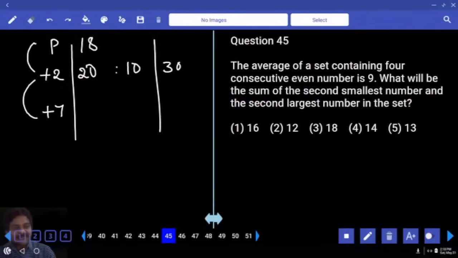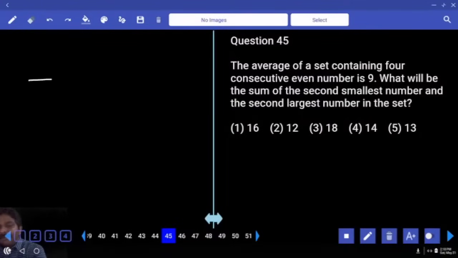The average age of a set containing 4 consecutive even numbers is 9. What will be the sum of second smallest number and second largest number? How many numbers are there? Average will be the middle number, or you can even say first number plus last number by 2 also. The other way I can say, sum of first number and last number will be 2 times the average.